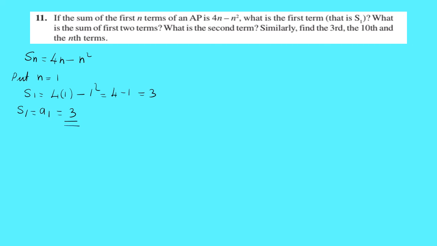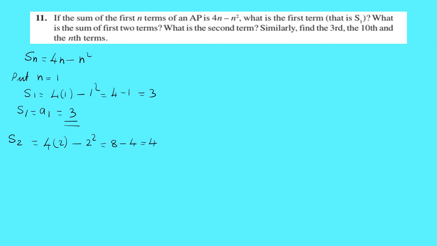Now what is the sum of first two terms? So you have to find S2. By substituting n equal to 2, you are getting 4 multiplied by 2 minus n square, that is 2 square, that is 8 minus 4, that is equal to 4.